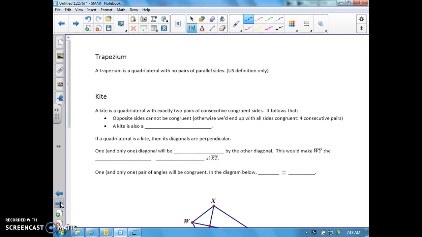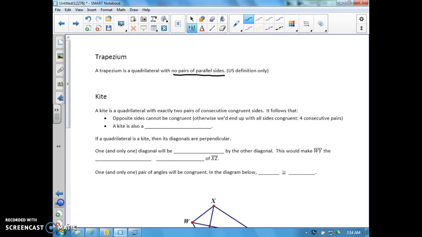All right, then we have a third category of quadrilaterals, and those are trapeziums. And trapeziums are quadrilaterals with no pairs of parallel sides. Now, I'm going to just go out there and say this, guys. This is a definition that is only recognized by the U.S. If you go to the UK or Canada, trapezium and trapezoid end up being the same thing. So just note that this is a U.S.-only definition, but it is used in the U.S. So trapezium is a quadrilateral with no pairs of parallel sides.